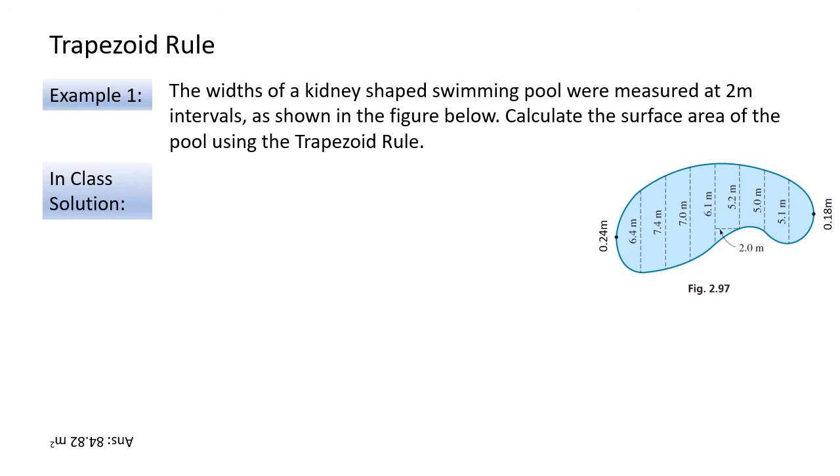Okay, so we'll start with our formula. The area is equal to 1/2 times the height times our first measurement, y0, plus 2 times y1, plus all the way down to our second last measurement, 2 times y to the n minus 1, plus our final measurement, y to the n. So what you do is you just start here from left to right. Our first measurement is 0.24 meters.